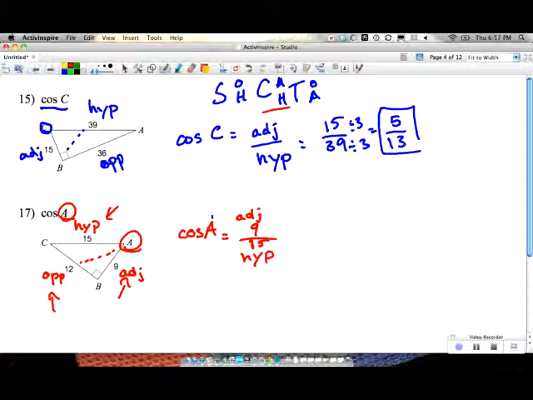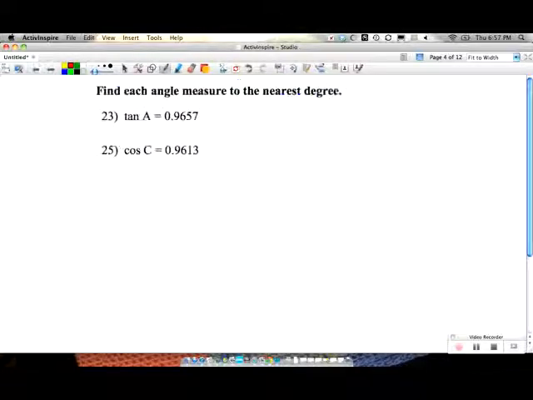To simplify 9 over 15, we can divide top and bottom by 3. We'd get 3 on top and 5 on bottom. That would be our final simplified answer there. Keeping the pace going here, I'm going to go to the next one.